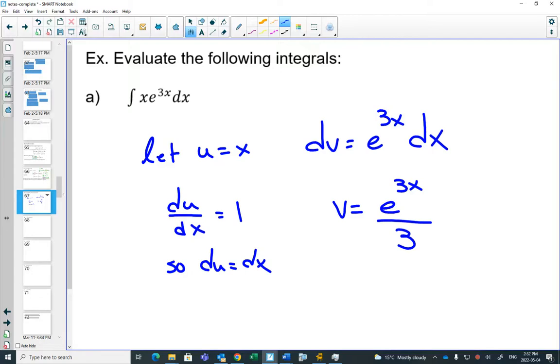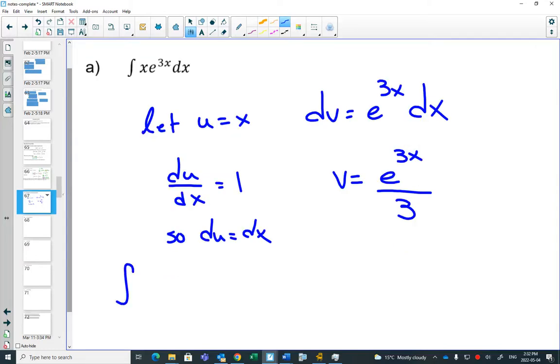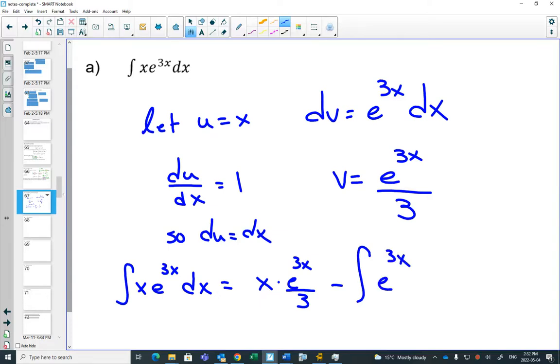Okay, so in both of these, the u was easy to take the derivative of, and the dv was easy to integrate. And now we can write that according to the formula, the integral of x e to the 3x dx would equal u times v, which would be x times e to the 3x divided by 3, minus the integral of v du. So v in this case is e to the 3x over 3, and du is just equal to dx.